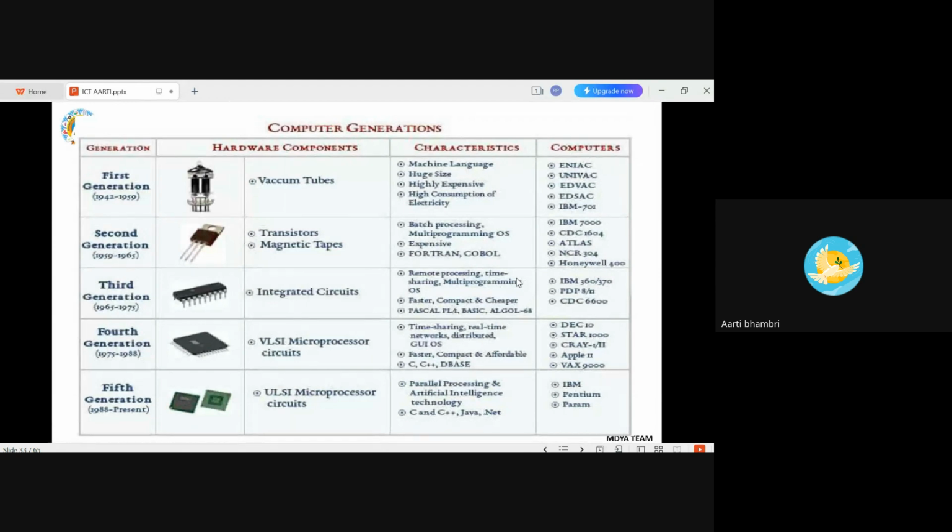So please write down the full form of ENIAC: Electronic Numerical Integrator and Computer.